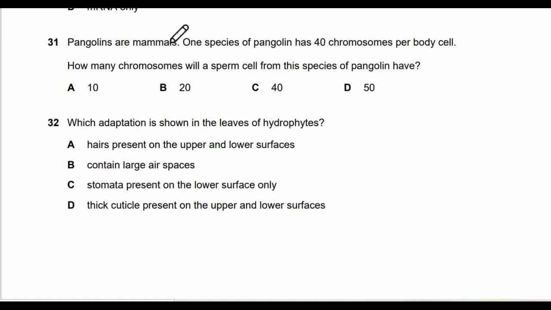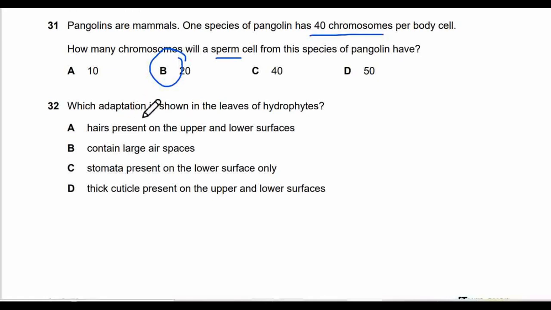Pangolins are mammals. One species of pangolin has 40 chromosomes per body cell. How many chromosomes will a sperm cell from this species of pangolin have? So a sperm cell has half of the total chromosomes because it needs to fuse with the egg cell. So half of 40 is 20 for 31.